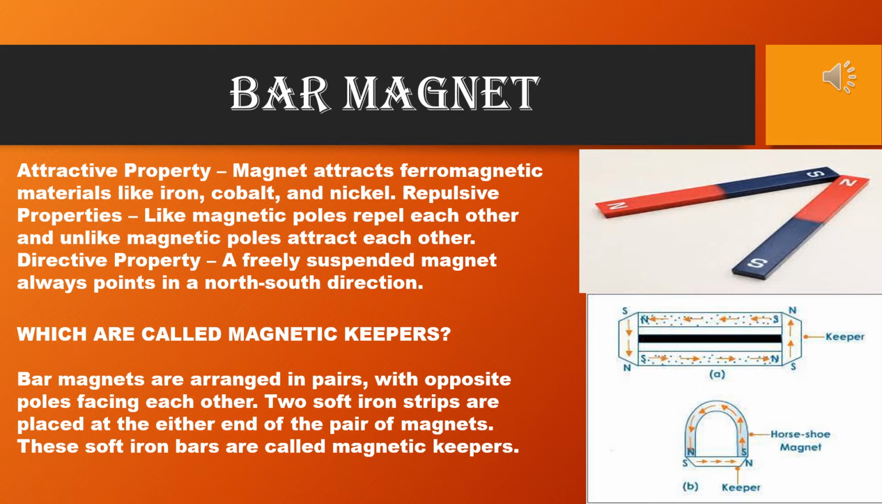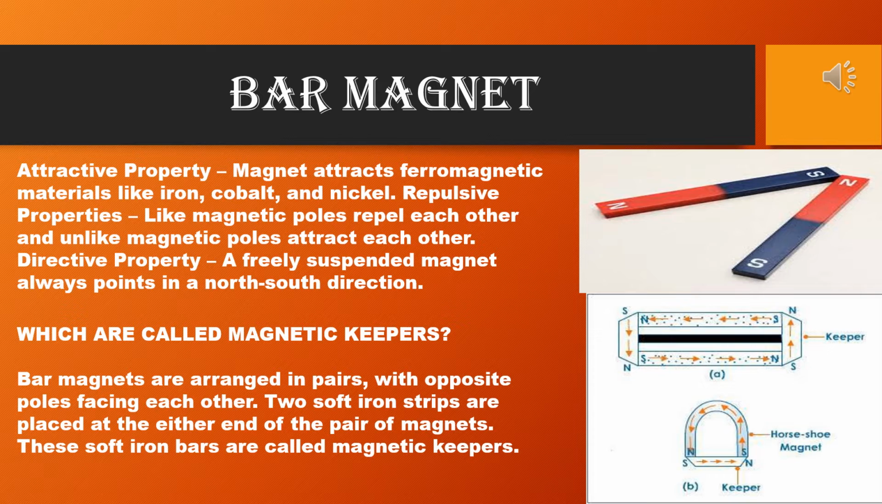Bar magnet has two properties like a proper magnet. Attractive property: magnet attracts ferromagnetic materials like iron, cobalt and nickel. Ferro words generally we have used from iron. Repulsive properties: like magnetic poles repel each other and unlike magnetic poles attract each other. Directive property: a freely suspended magnet always points in a north-south direction. So these are the three exclusive properties that can be seen within a bar magnet.